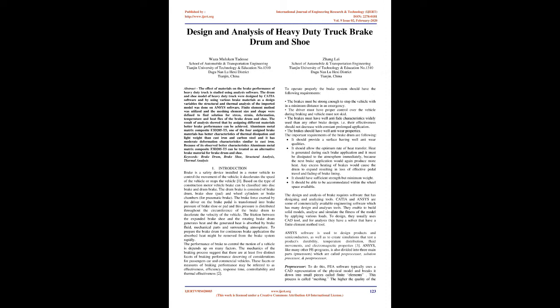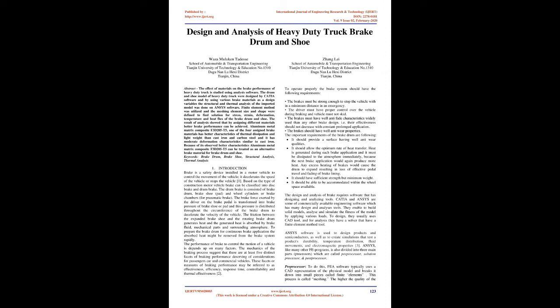Aluminum metal matrix composite F3D205T5, one of the 4 assigned brake materials, has better characteristics of thermal dissipation and lightweight than cast iron and carbon steel, and it has moderate deformation characteristics similar to cast iron. Because of its observed better characteristics, aluminum metal matrix composite F3D205T5 can be treated as an alternative brake material for brake drum and shoe. Keywords: brake drum, brake shoe, structural analysis, thermal analysis.